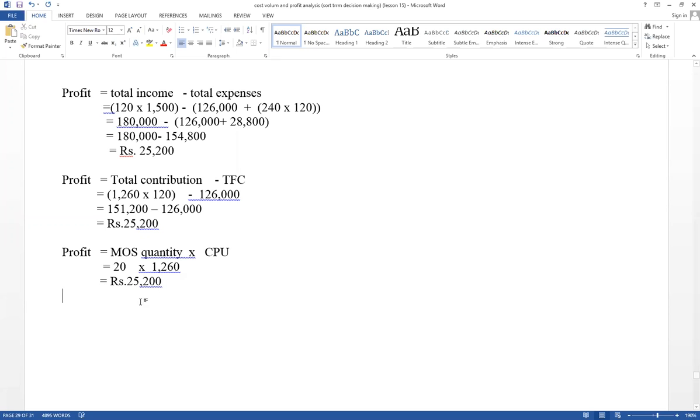The last equation, profit can be calculated by using 4 equations. Think about profit equals margin of safety value, also given, calculated. Margin of safety value into CS ratio. Think, now it has not been given: the CS ratio.